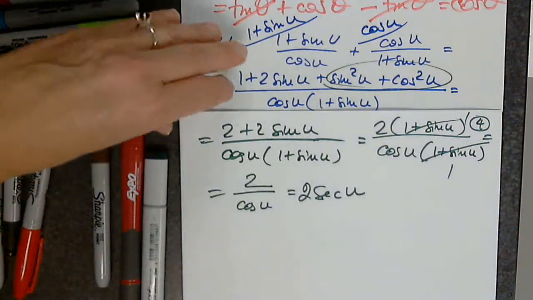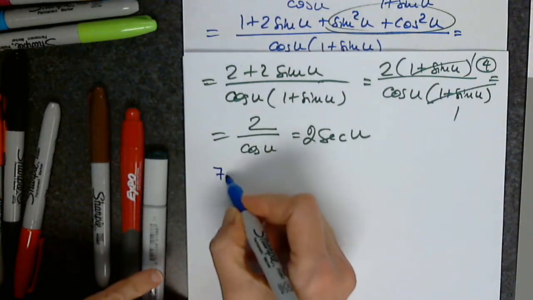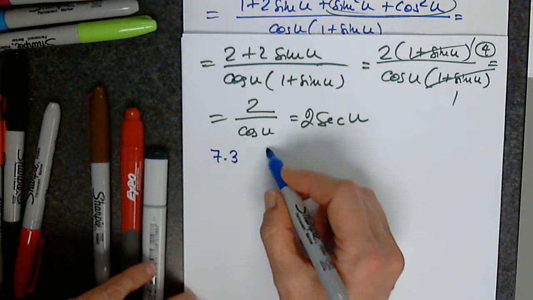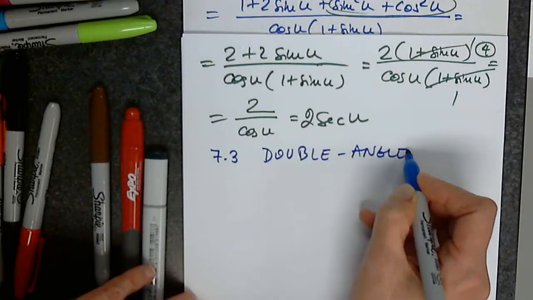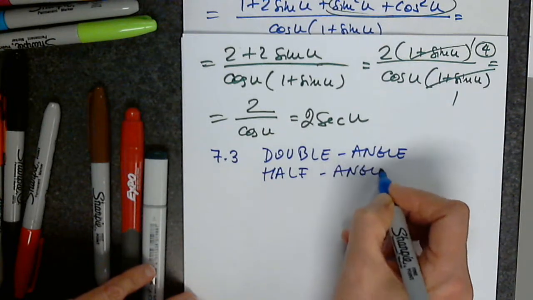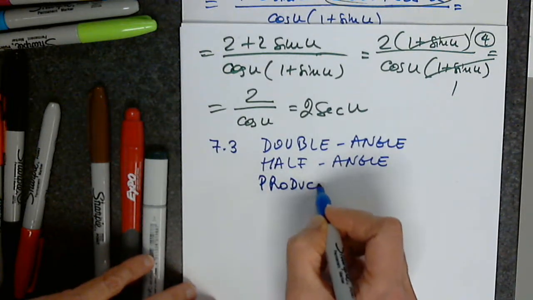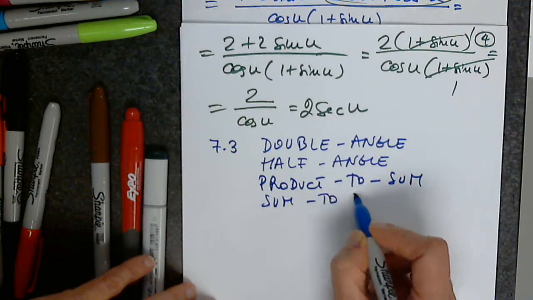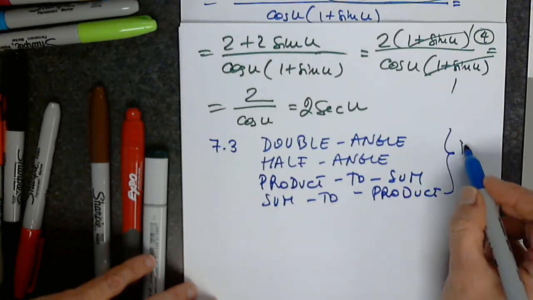Since you haven't asked anything about 7.2, let me refresh your memory on those formulas because I need them now. So we continue with 7.3. And the title is big. Double angle. Half angle. And product to sum. And sum to product identities.